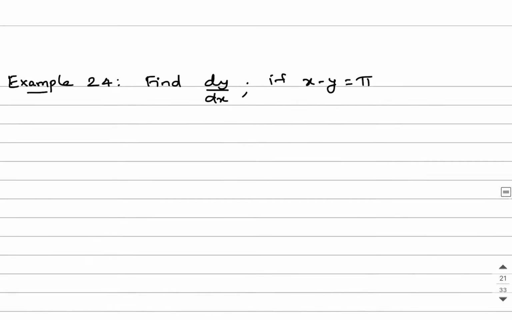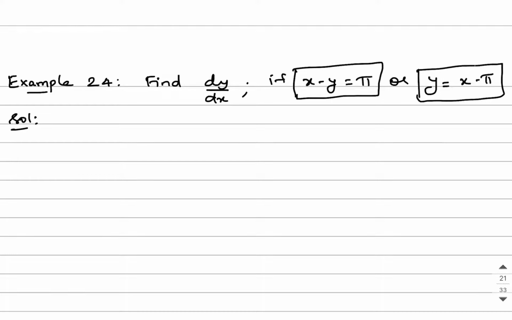If you go to example 24 in your textbook, the question is find dy by dx if x minus y is equal to pi. Now the question is, is this an implicit or an explicit function? You can treat it in any way you want. If I write it as x minus y is equal to pi, since I have not separated, we can partially consider it as an implicit function. Or the same question could have been like this: y is equal to x minus pi. If they give it like this, still you can differentiate. So we will see both the methods.